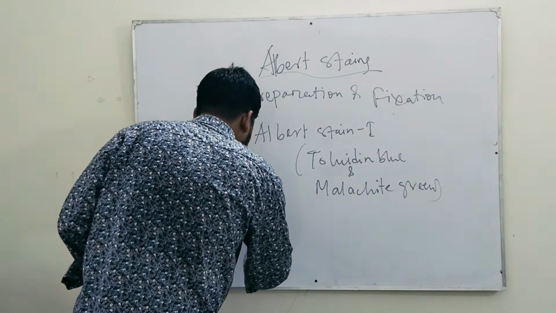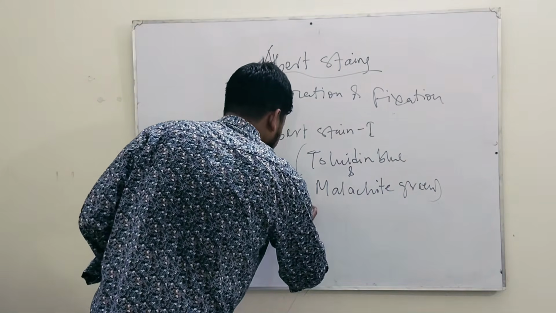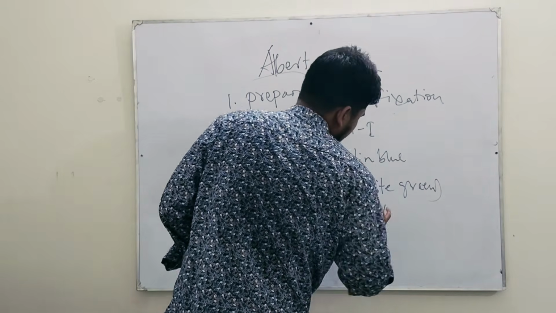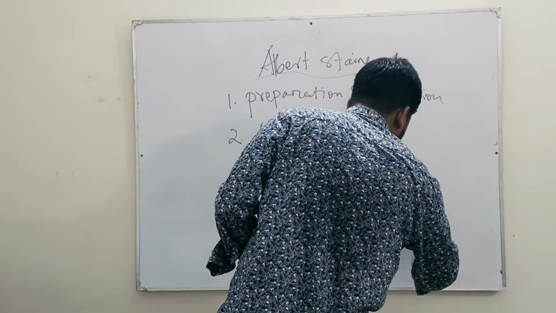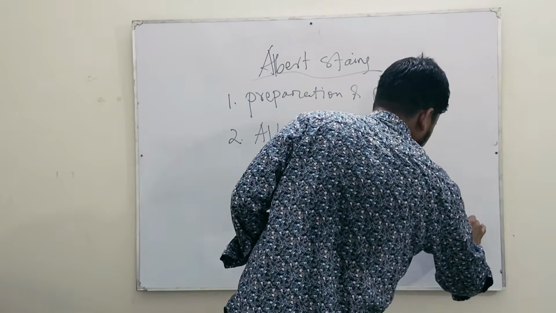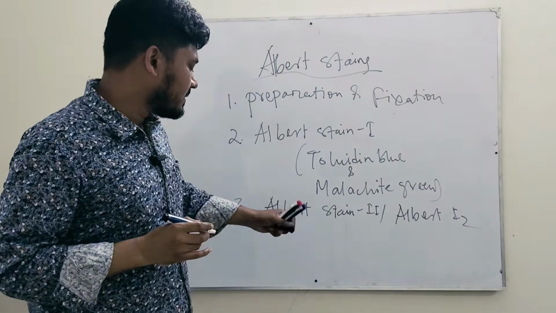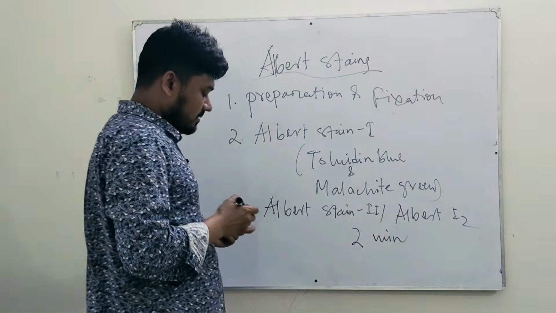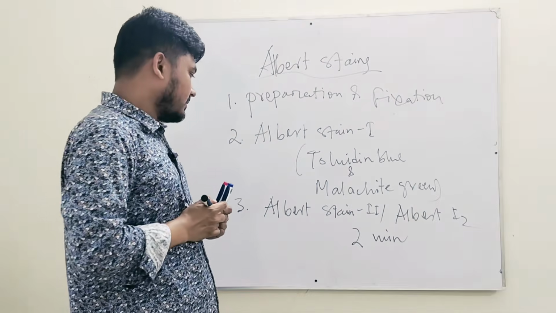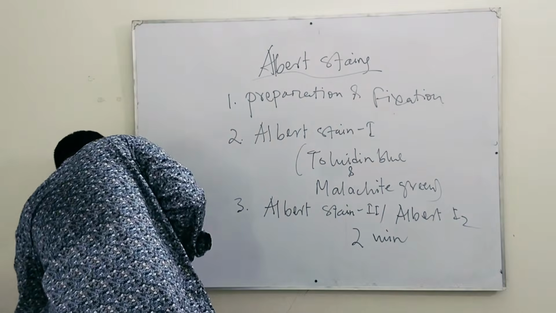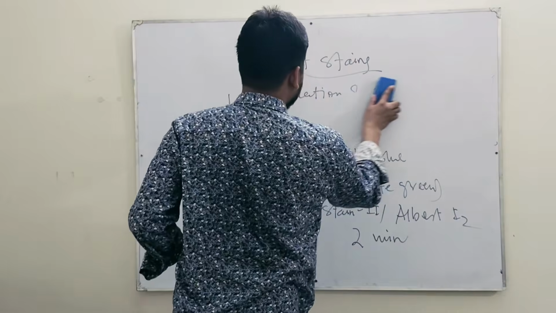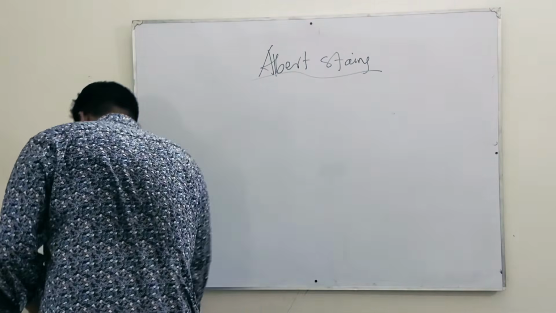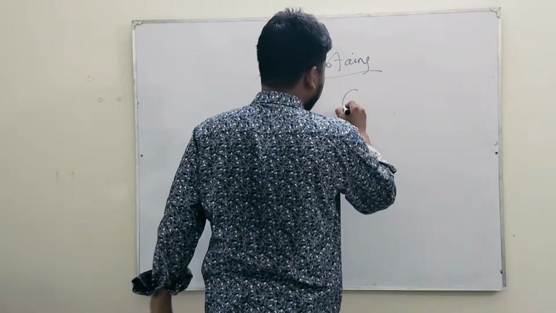After that, the smear is covered with Albert stain 2, which is also called Albert iodine. The smear is covered with Albert stain 2 reagent for another 2 minutes and then washed with tap water. After washing, the smear is air dried and then focused and observed under microscope. Albert stain is used to see the bacteria named Corynebacterium diphtheriae.